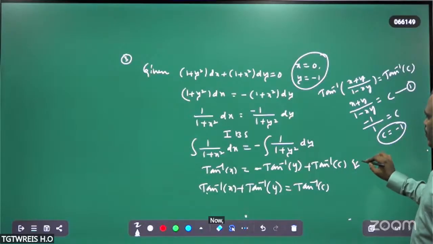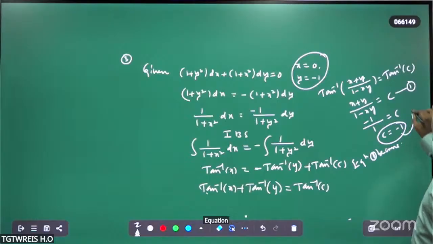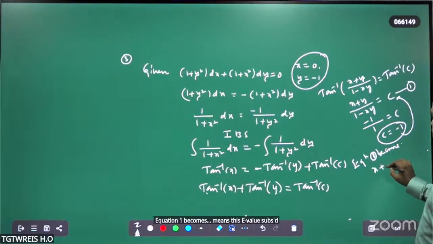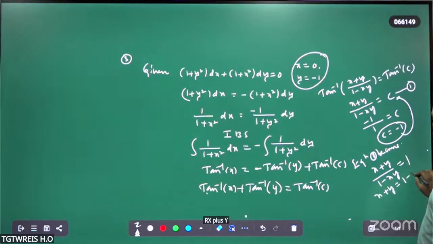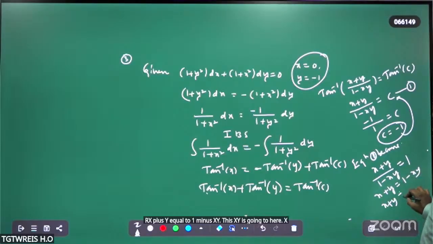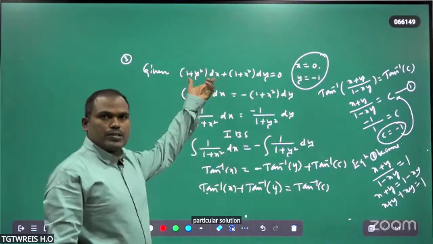Now equation 1 becomes, substitute this C value here. (x plus y) by (1 minus xy) equal to 1, or x plus y equal to 1 minus xy. This xy sent to here: x plus y plus xy equal to 1. So this is the particular solution of this differential equation.